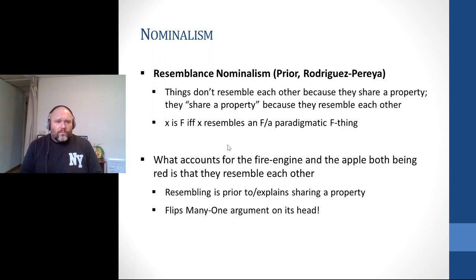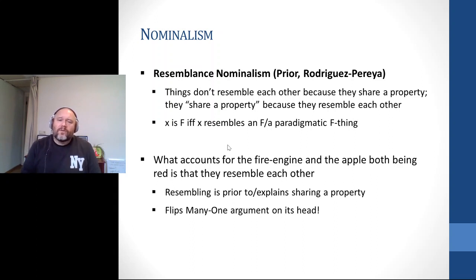So again, the big idea here is that what accounts for things being red or black or whatever is that they resemble each other. They're collections of resemblance. Resembling is prior to or explains the sharing of properties. Now, notably, the motivation for resemblance nominalism is effectively flipping the one over many argument on its head.